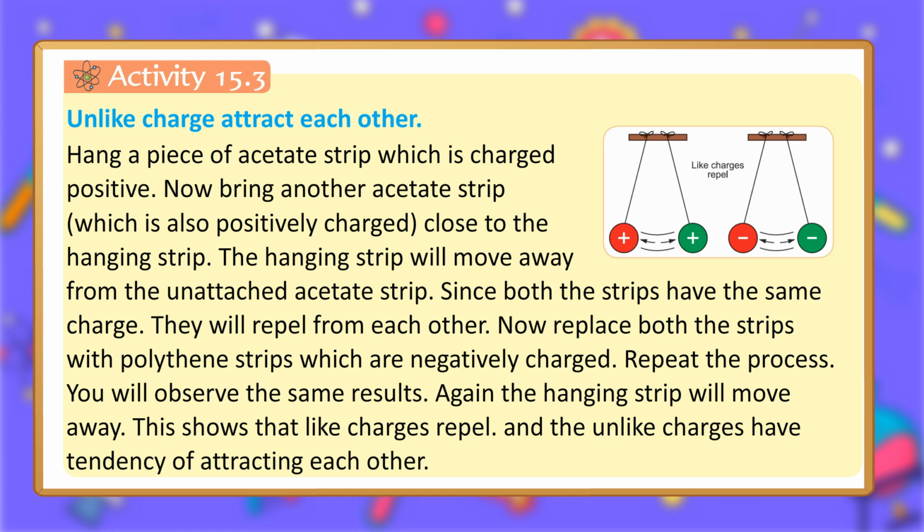Since both the strips have the same charge, they will repel each other. Now replace both the strips with polythene strips which are negatively charged. Repeat the process. You will observe the same results. Again the hanging strip will move away. This shows that like charges repel, and unlike charges have a tendency of attracting each other.